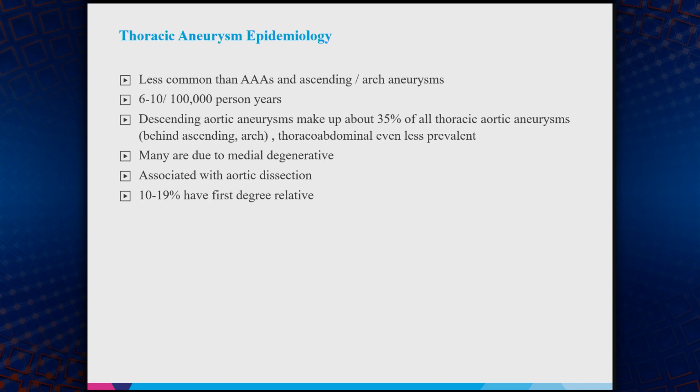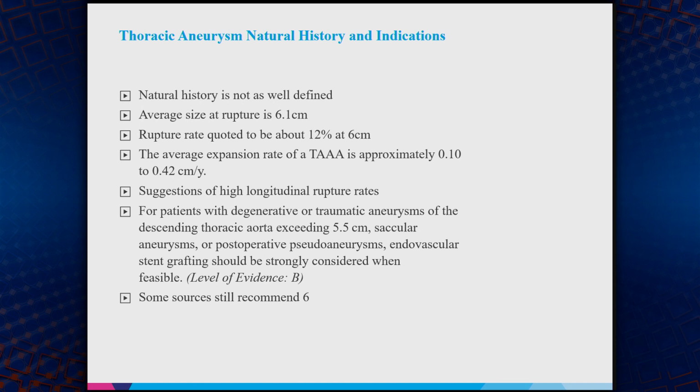A lot of them tend to be associated with dissection, which gives a prevalence of these aneurysms in a slightly younger patient population. And 10 to 19% of patients that present with these have a first-degree relative. If the patient is young and has no other risk factors, you should think about a collagen vascular disease.